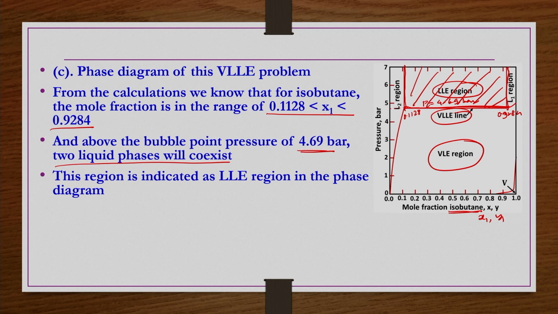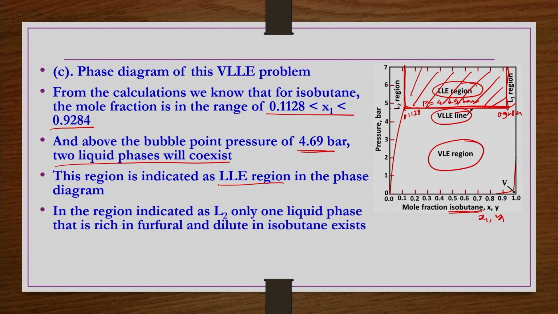So, whatever the region above this pressure of 4.69 bar, that is the LLE region, and it is indicated as the LLE region in the phase diagram. This is how we can construct these phase diagrams. And then the region indicated as L2 only, in that region only one liquid phase is existing, that is rich in furfural, the second component, and dilute in isobutane. So, that region we are calling the L2 region.